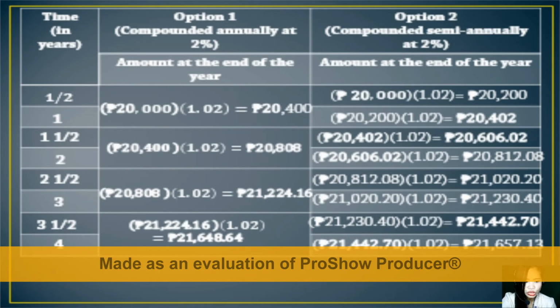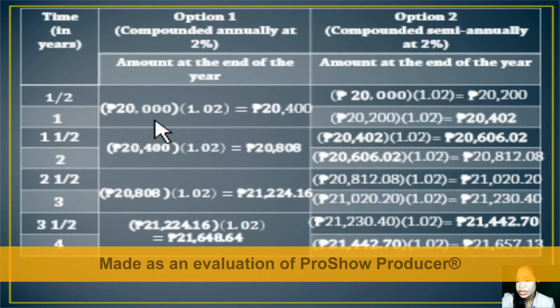How will we illustrate, or how will we help others understand how to interpret the problem? Let's have this here. In our time, we'll start with 6 months, that is 1/2 of a year, then 1 year, then 1.5, then 2 years, then 2.5, then 3 years, until 4 years.